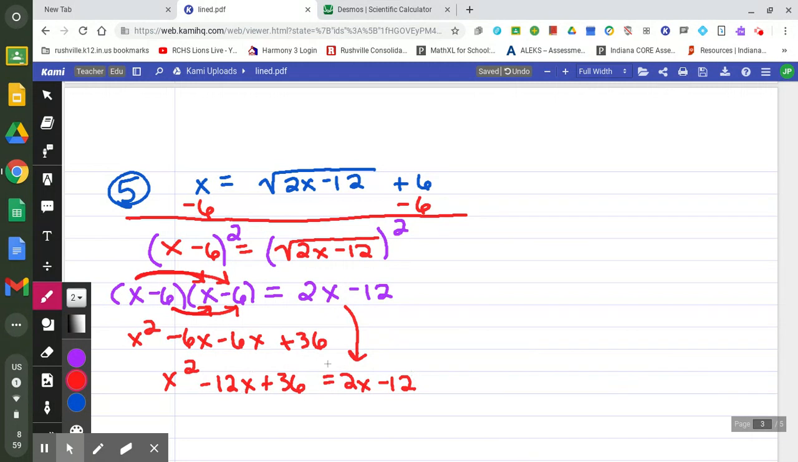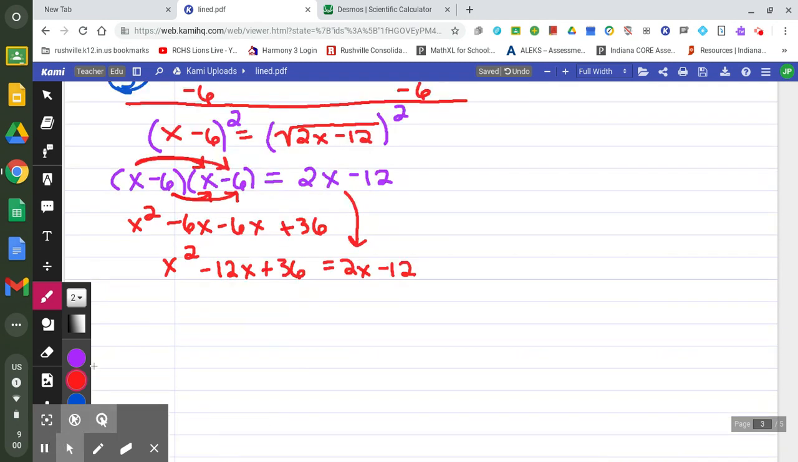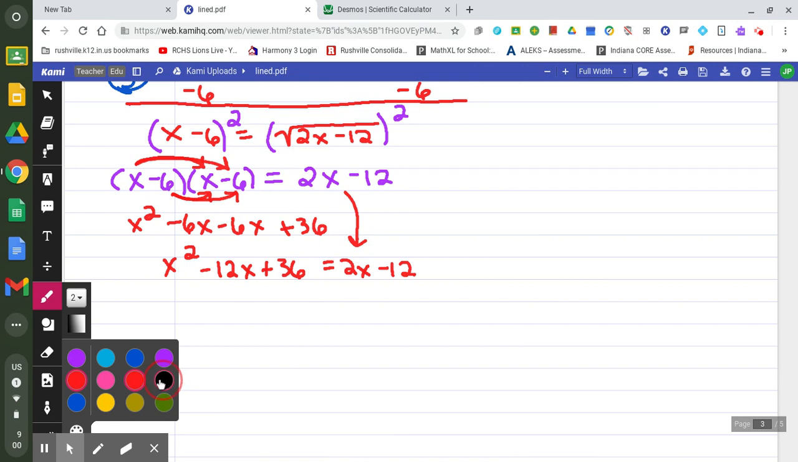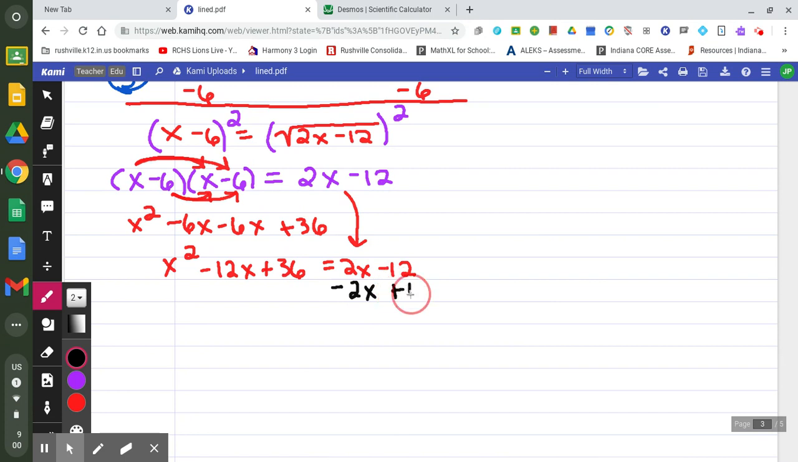When we have a squared term, we need this equation to equal 0. So we will need to subtract 2x and add 12 to both sides of the equal sign.